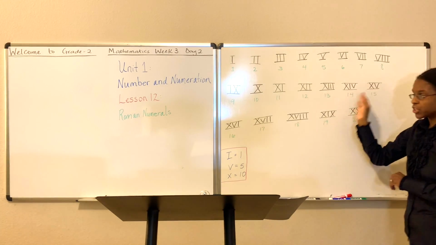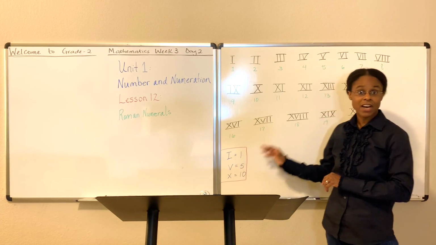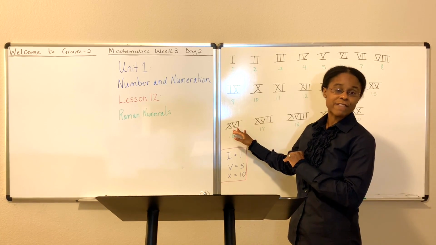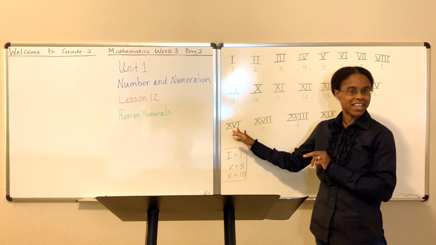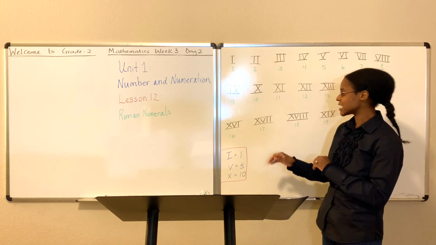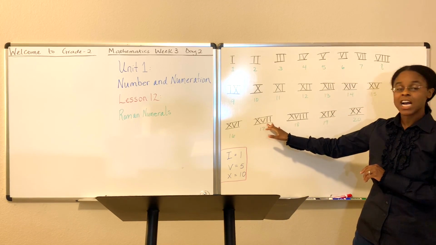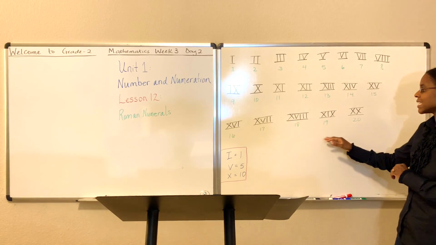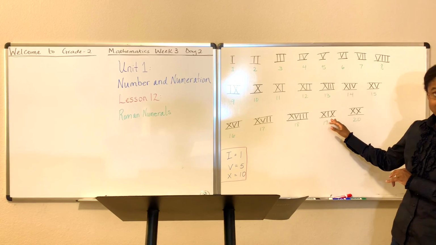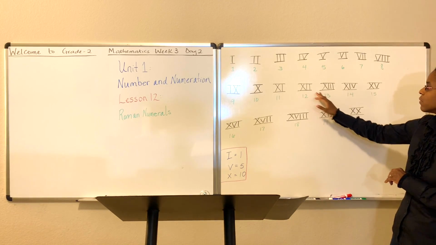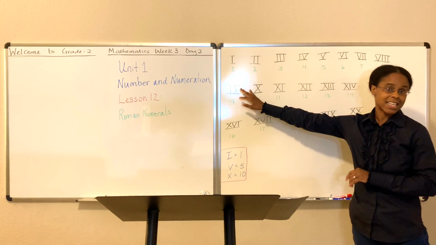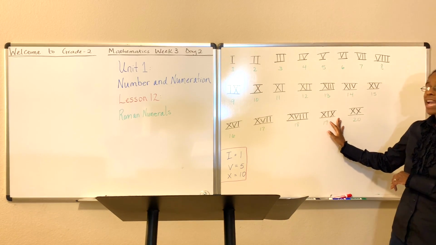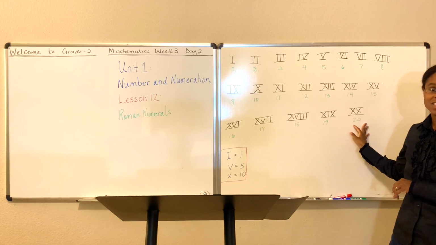X plus V, well, you just add them together. X is 10, V is 5, that's 15. X, V, I, the I comes after the greater value, so you add, that's 10 plus 5 plus 1, which is 16. 10 plus 5 plus 2, that's 17. 10 plus 5 plus 3 is 18. 10 plus 9, because IX is 9, we saw that up here. IX is 9, the I precedes the greater value X. XIX is 19, 2 X's is the number 20.